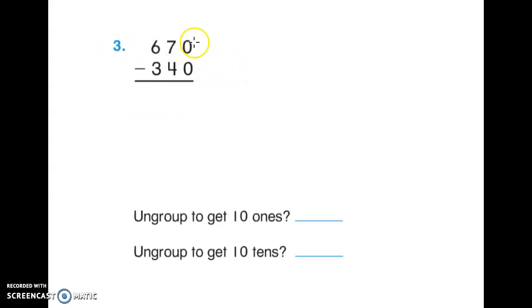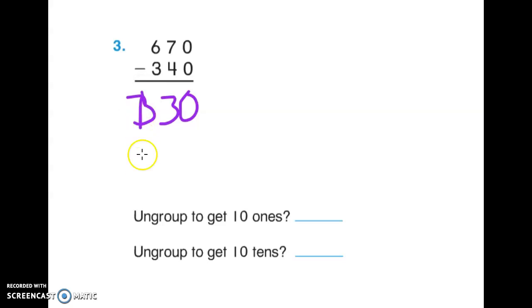So we start with our ones. 0 minus 0. Don't have to worry about it, it's nothing. Normally, we would have to borrow for a 0, but in this case, nah, our life's easy. We can take nothing away from nothing. It's still nothing. Then we go to our tens. 7 minus 4 equals 3. And 6 minus 3 equals 3.